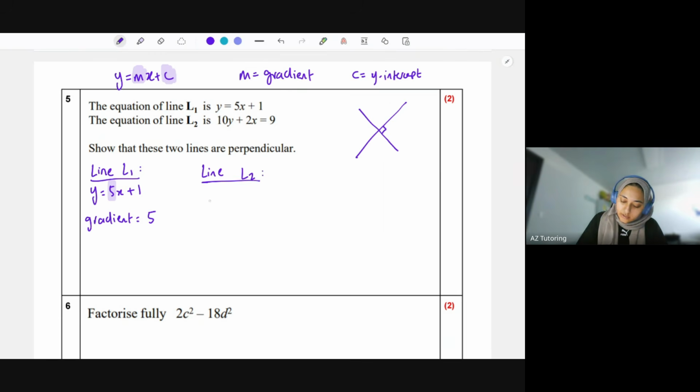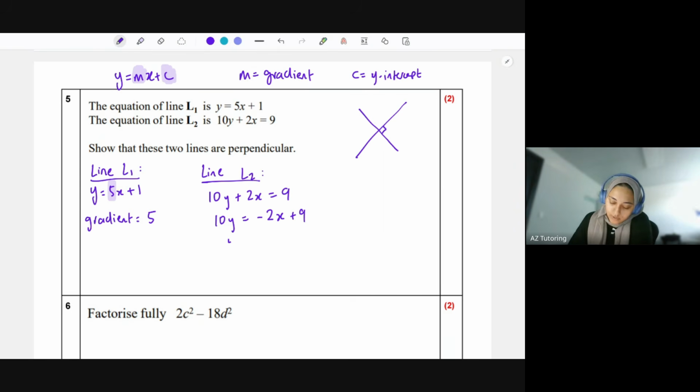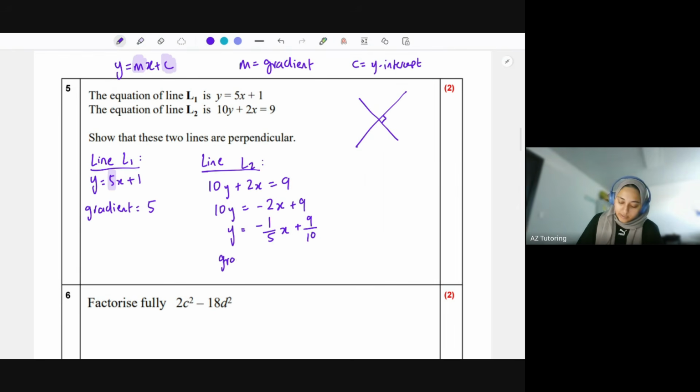We've got the equation 10y + 2x = 9. So we need to rearrange this and make y the subject. So let's minus the 2x first. And then I need to get rid of this 10 that's next to the y. Since it's 10 times y, I need to divide by 10. So y = -2/10, which is -1/5 x, and then + 9/10. So now I know the gradient is -1/5, so it's just the number that's in front of the x.